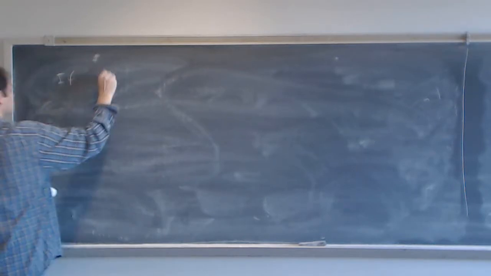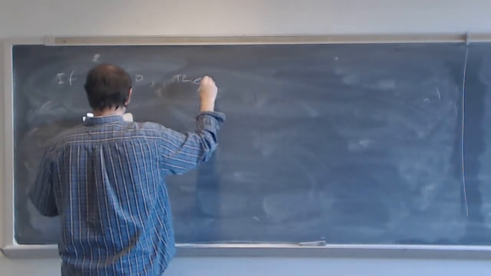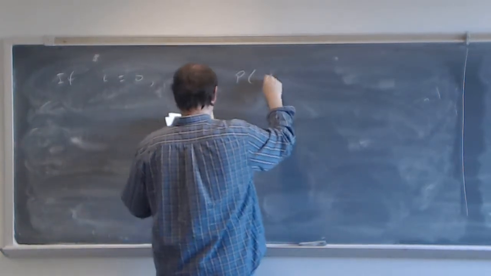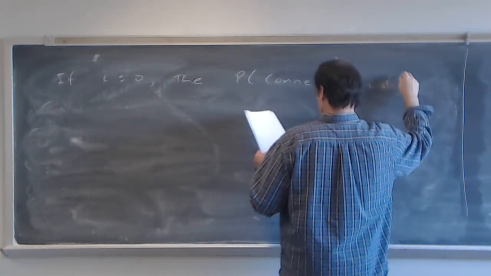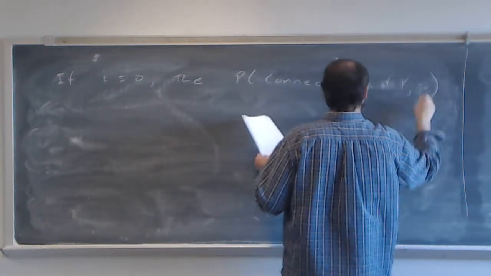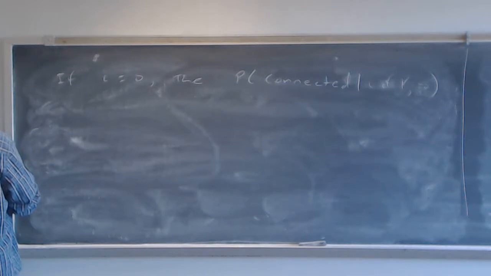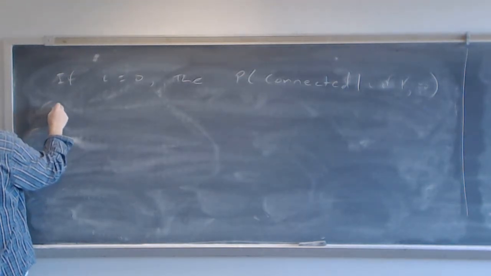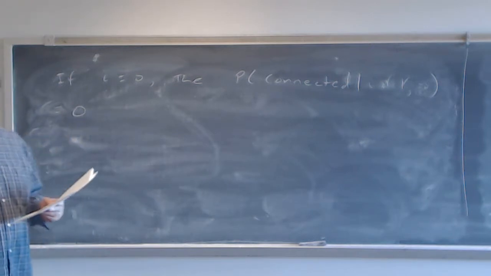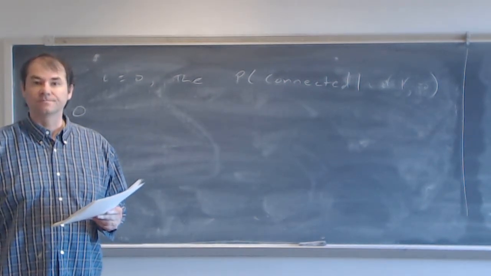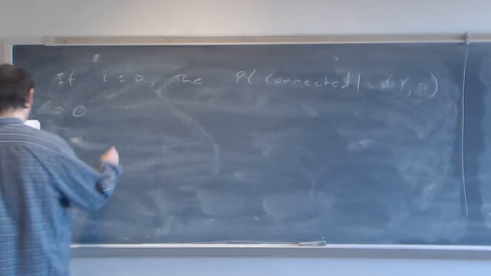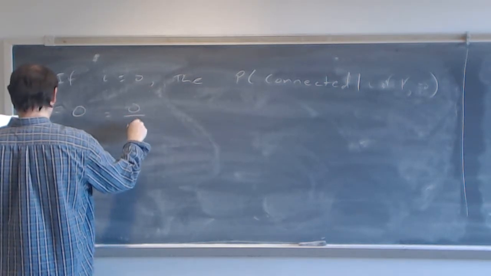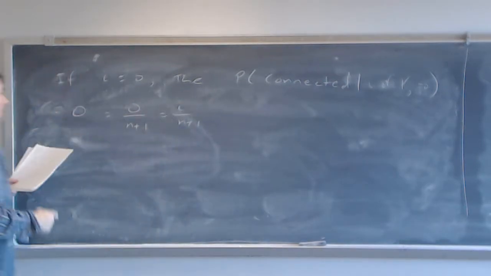Okay. If I does equal 0, okay, the probability connected given I of y sub j's equals 0 is 0, because if none of the non-ordinary nodes goes to the 0 node, it can't be connected, and the 0 node is out there by itself. And that's equal to 0 over n plus 1, which in this case is I over n plus 1, which is saying I is equal to 0.